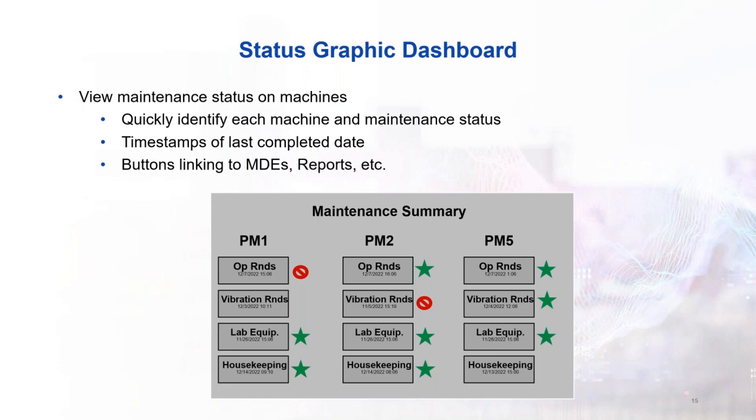This just shows a simple green star means everything's caught up on that piece of equipment. The red symbol means there's something that isn't right with your preventative maintenance activities on that machine, and then you could have blank for just everything's maybe not done yet, but not past due yet.